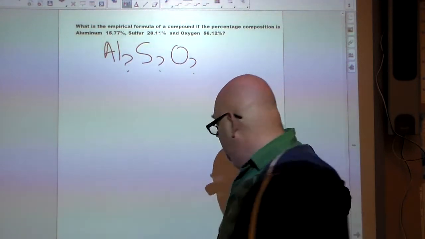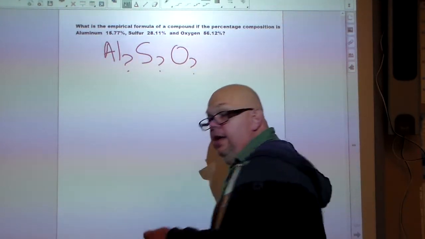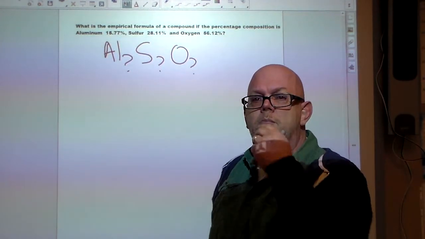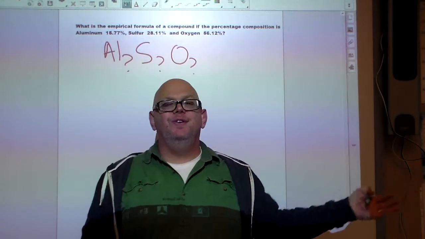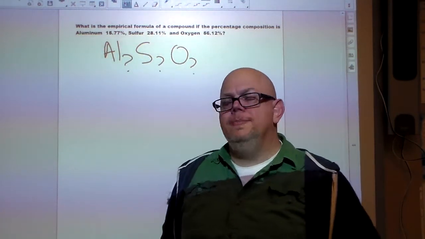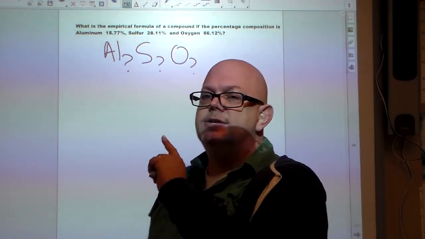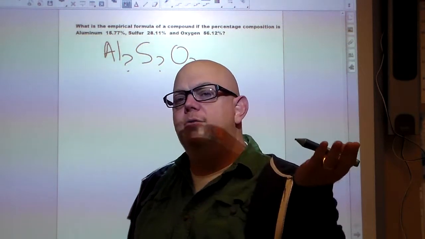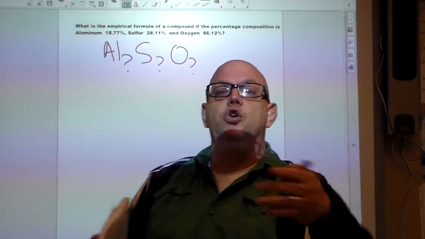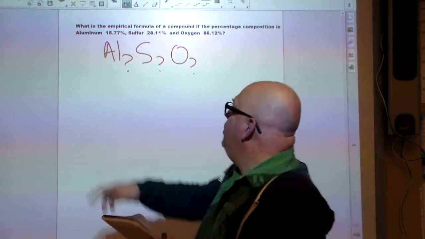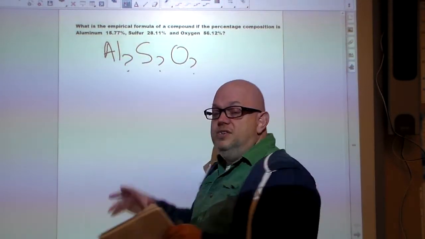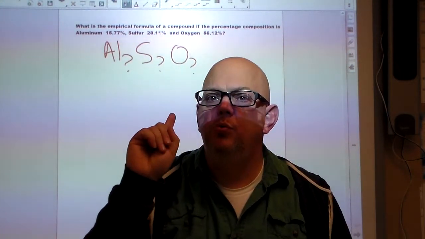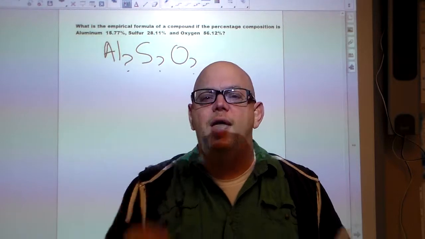The first thing we want to do is, let's assume we have 100 grams of the material. You'd say, well, why not 50? Why not 25? Why not 1,000? Well, they gave us a percent. And remember, the percent is part over the whole, and we look at 100% being considered the whole. We can say 100 grams of the substance, and we can have those changed from percent into grams.